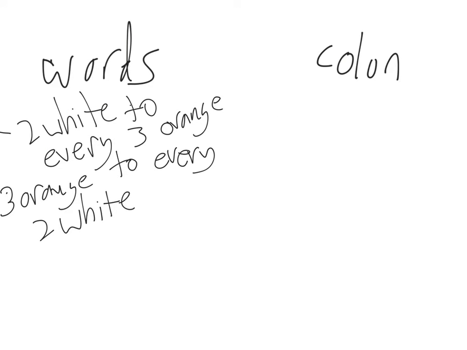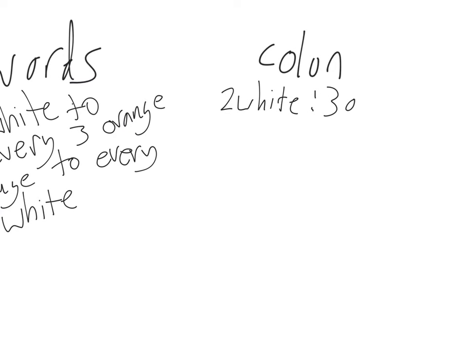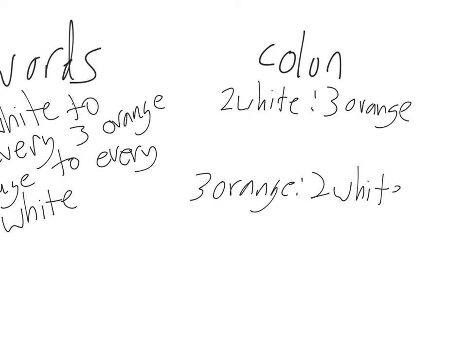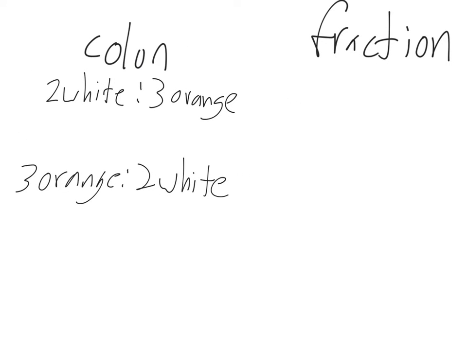Staying on the part to part, how would I represent them with a colon? You would say 2 white colon 3 orange. Very similar to what I did before, except I'm just including the units here so I remember what I'm talking about. And then you would reverse it, 3 orange to 2 white. Where I most commonly see part-to-part ratios is when I'll buy a concentrated cleaning solution and it'll say, mix 1 part solution to 10 parts water. And so I have to say, okay, that's a part-to-part ratio, 1 part of the concentrated solution to 10 parts water. That's exactly what I'm dealing with here, 2 parts white to 3 parts orange.